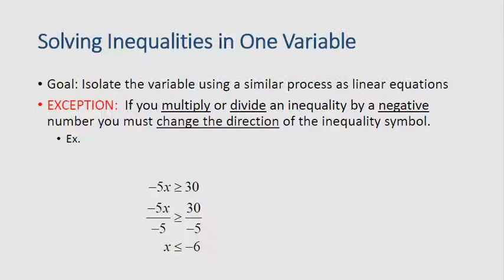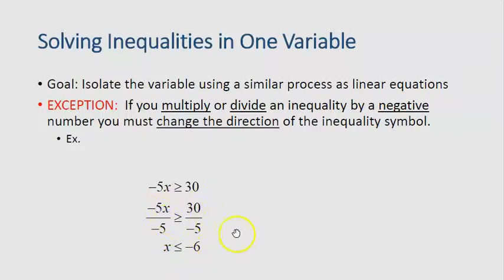Let's take a look at the example. So here we are beginning with the inequality negative 5x is greater than or equal to 30. Normally, if this were an equation, we would divide by that coefficient negative 5, and we are. But because we're dividing by a negative 5, in order to maintain the truth value of this statement, we have to flip the inequality symbol in the opposite direction. So this greater than or equal to becomes a less than or equal to.